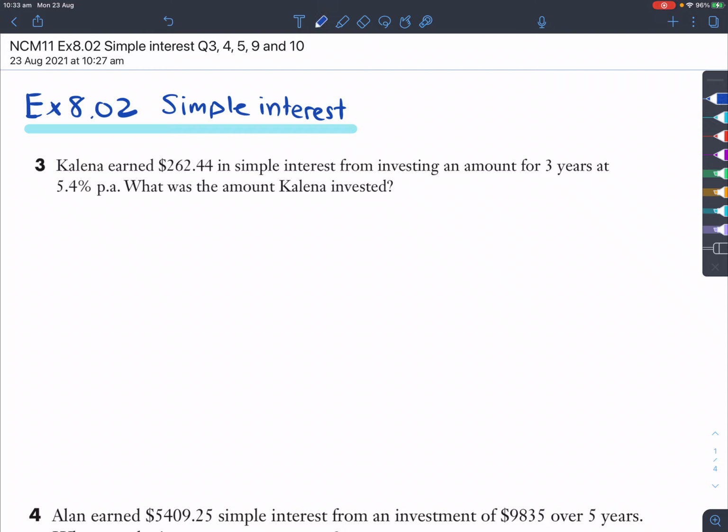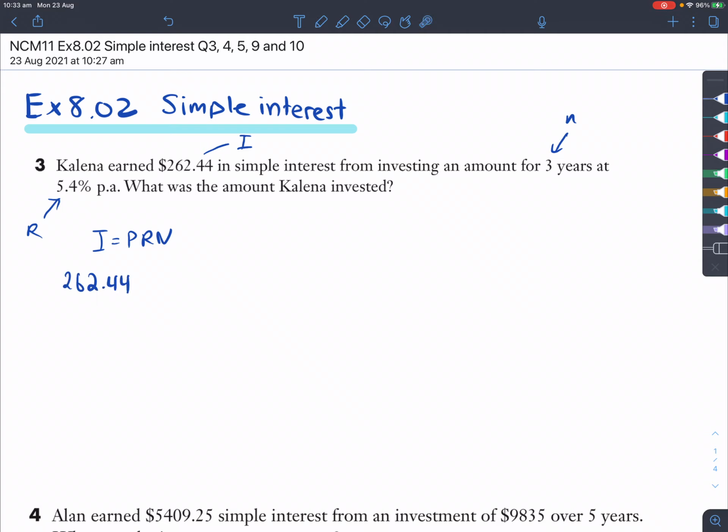So, our formula is I equals PRN. Okay, let me just write that here actually. So, the interest is simply $262.44. And our n value, which is our number of years, is 3 years, and our rate is going to be 5.4%. So I is going to be 262.44.